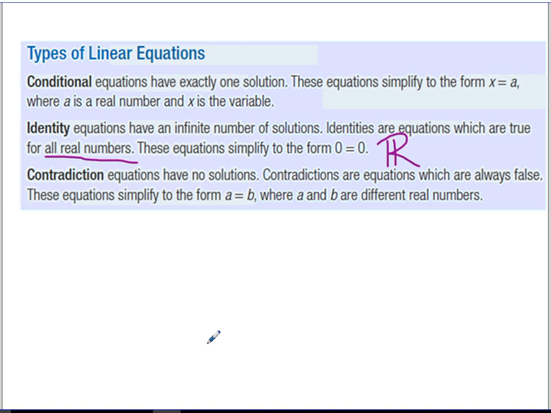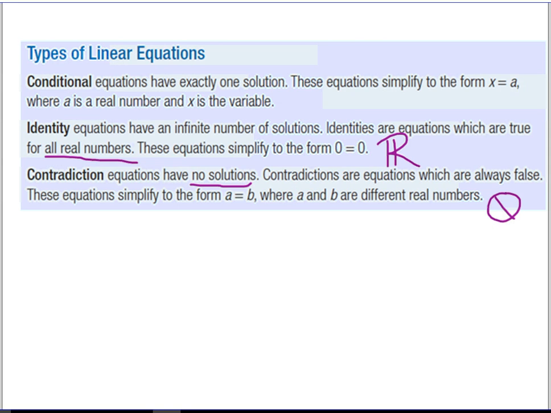Other times, for example, we get what's called a contradiction. Nothing would work, and so we can never make it true. And when we get that, that means there is no solutions. Just like the no smoking signs or no something signs, you can write no solution with that empty set symbol. The form would be a equals b, where a and b are different numbers. So we could get something like 3 equals 5, which is not true.